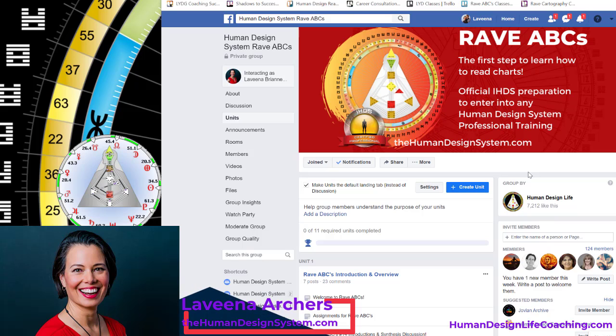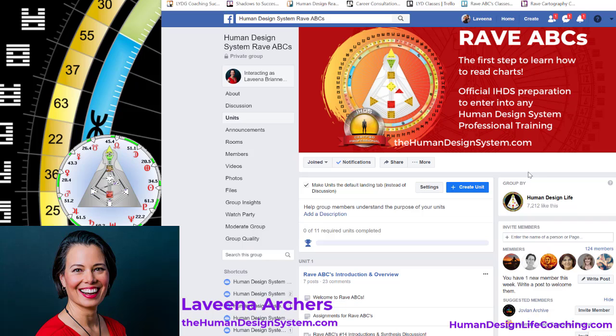So if you're interested in learning how to read human design charts, this is the first official step to prepare to enter into any human design system professional training. Any of the advanced trainings, anything that leads to a certification. So this is the next step after Living Your Design as an awakening program.